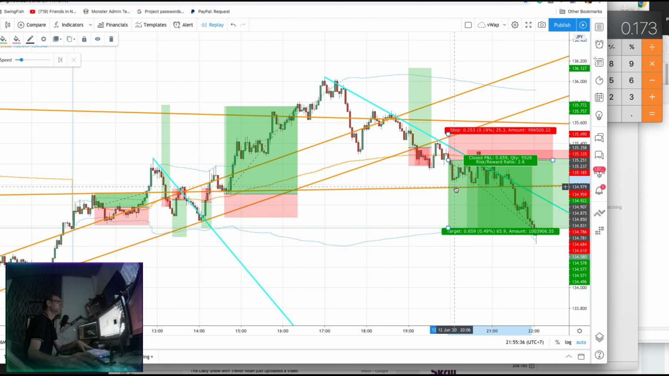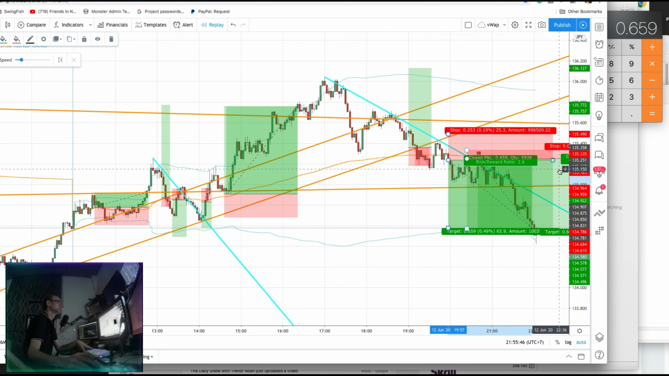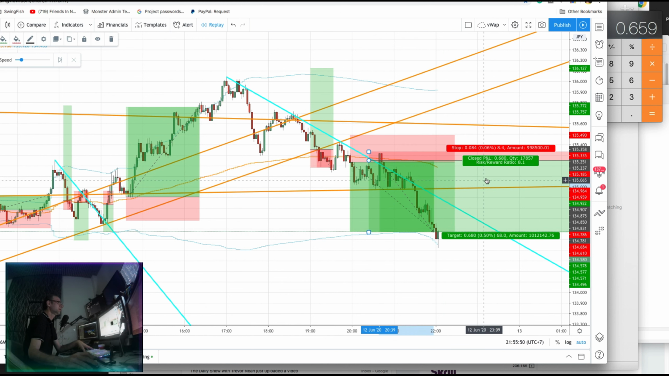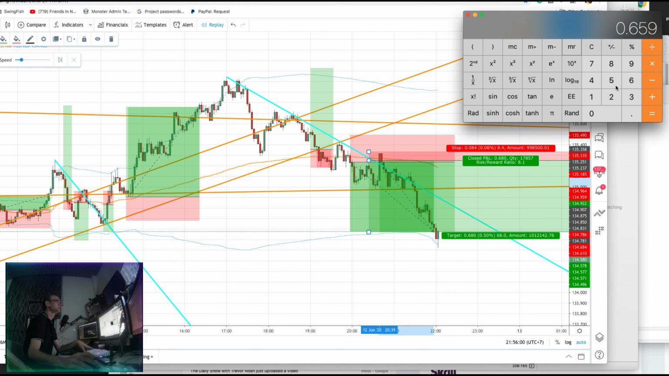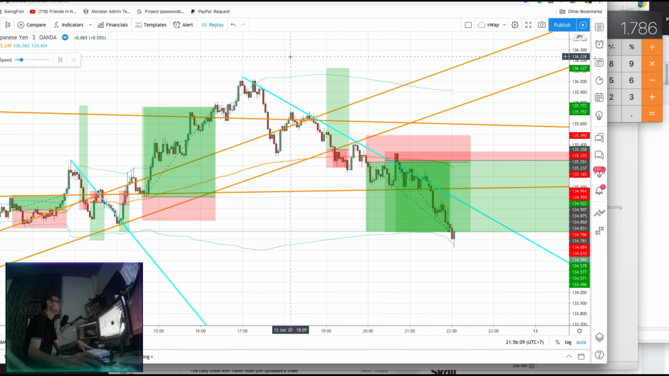0.173, and then we have the first entry 0.659 profit, and the scale in position 0.5. Oh, sorry, 0.68 and plus. Altogether 1.78%. And this is pretty solid.